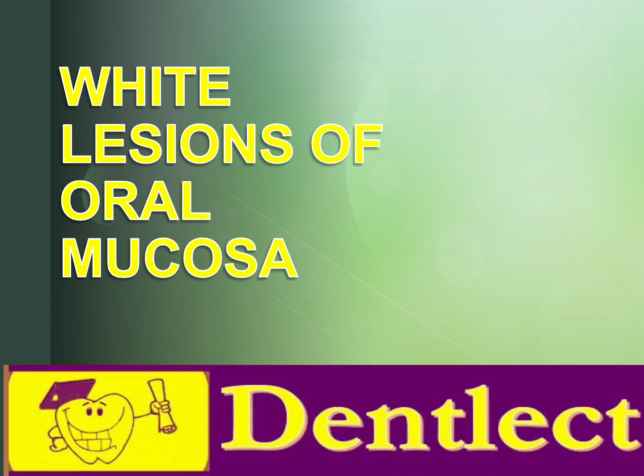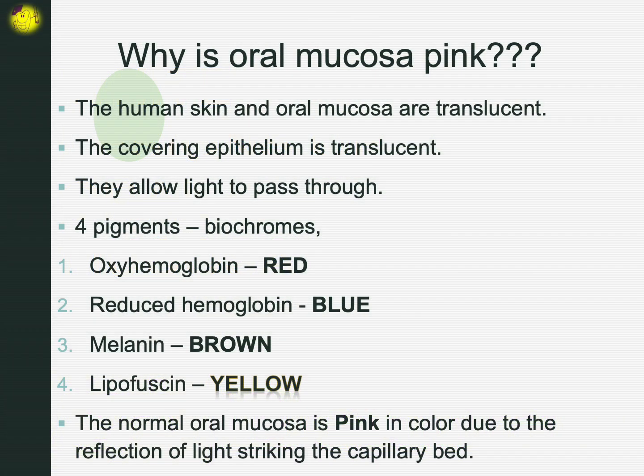Today we'll be seeing about white lesions of the oral mucosa. To begin with, why do you think oral mucosa appears pink in color? Let me make it simple for you. Normally, the human skin and the oral mucosa is translucent, meaning the covering epithelium is translucent. It simply allows the light to pass through this translucent epithelium.